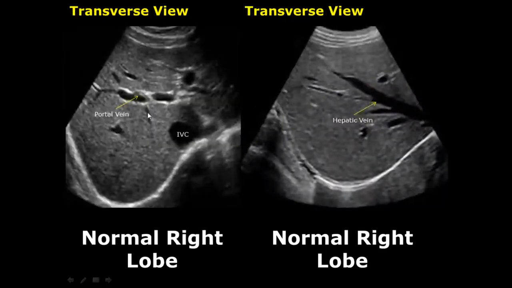In transverse view of the liver, we can see the blood vessels. The portal vein will have hyperechoic walls, and right here is the inferior vena cava in cross section, and over here these are the hepatic veins. They will not have hyperechoic walls.